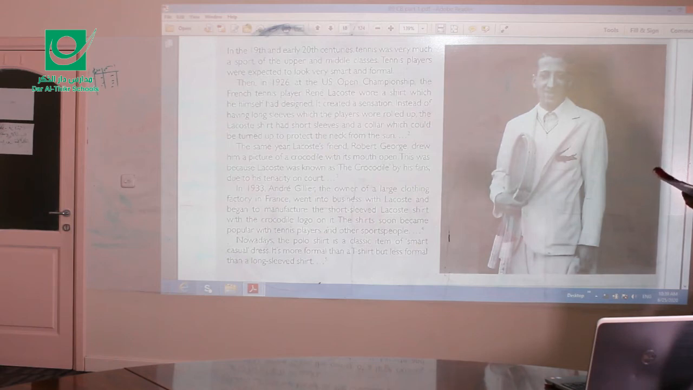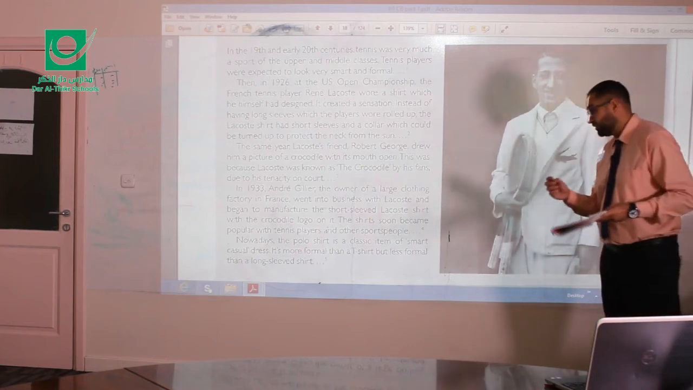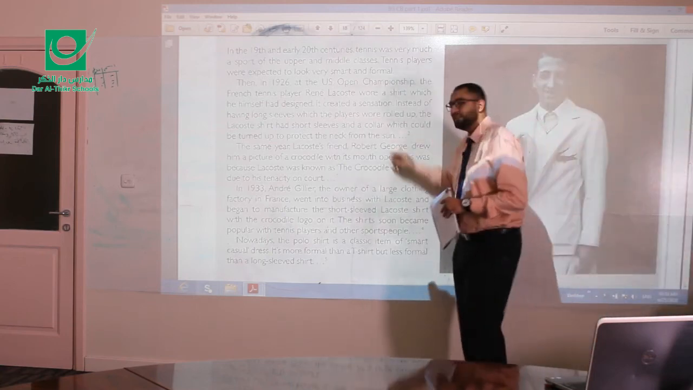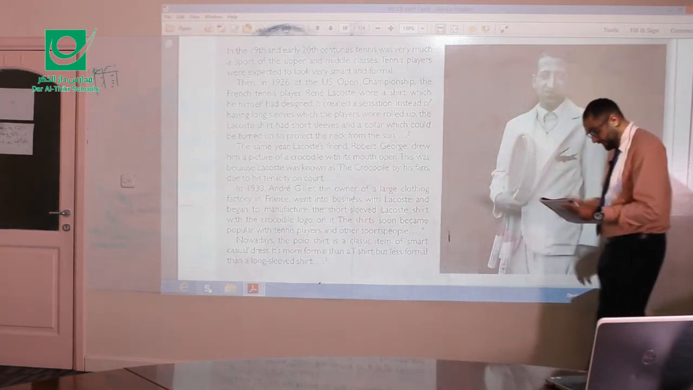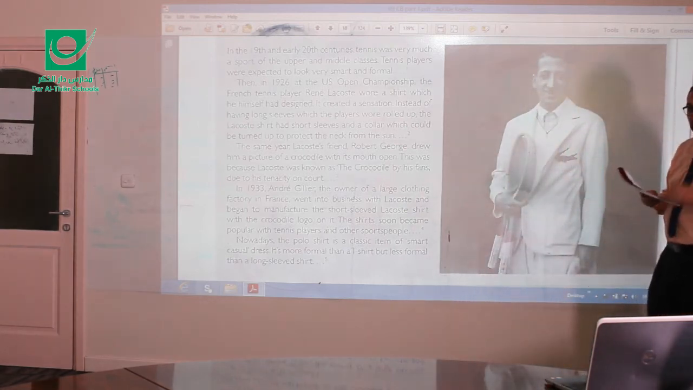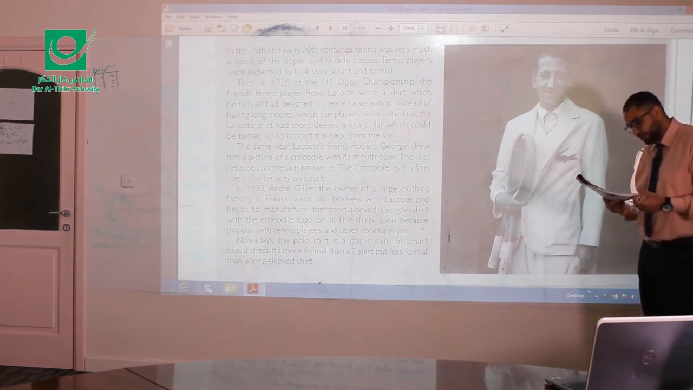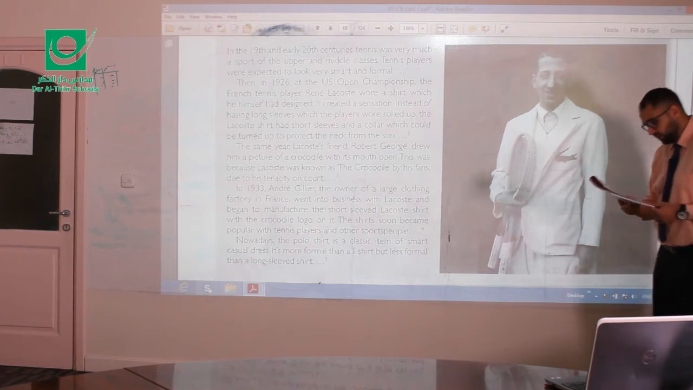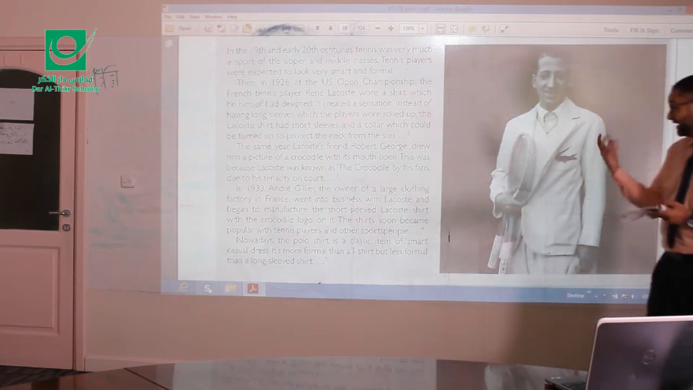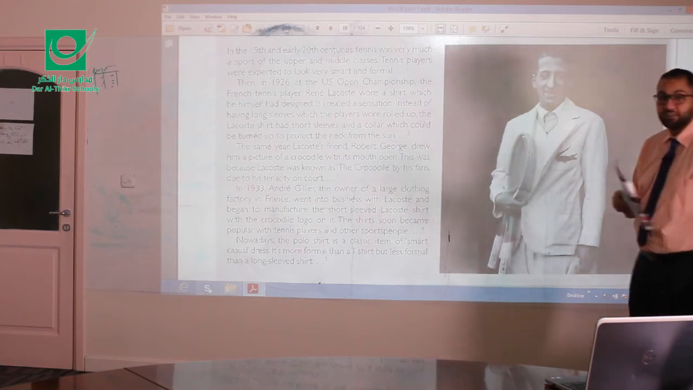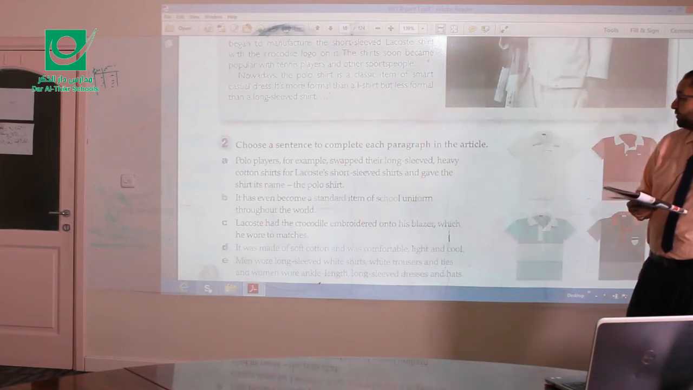Also, we have the last one. Nowadays, the polo shirt is a classic item of smart casual dress. So I don't need to read every single thing. It's just small, or let's say we take snaps from each paragraph, so it can lead you to the answer. And the last one would be, yes, choice B. It has even become a standard item of school uniform throughout the world, which happens now that this polo shirt is becoming widely spread as a uniform in many places around the world.